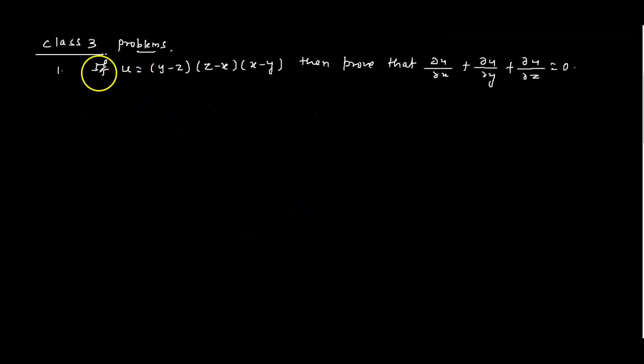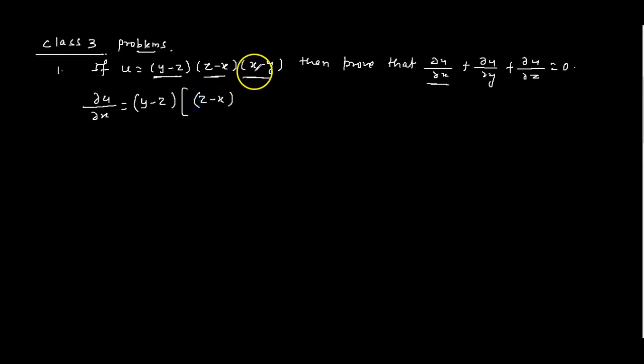Friends, this is lecture number 3, the problem based on class 3, and the question is given here: u is equal to this one, and we need to prove here that ∂u/∂x plus ∂u/∂y plus ∂u/∂z is equal to 0. So ∂u/∂x means when you are differentiating with respect to x, keep y and z constant. So in these terms there is no x. This one and this one have x terms. So this one I can take outside and here we can apply the product rule. So y minus z I will take common outside, and in this one we apply the product rule, so z minus x as it is.